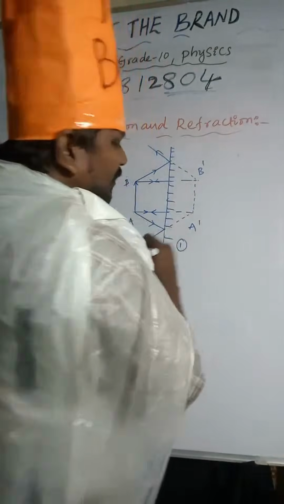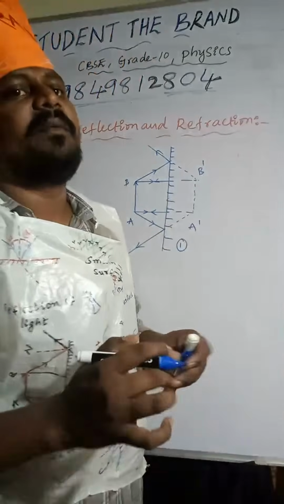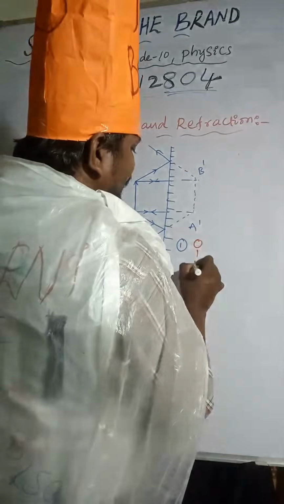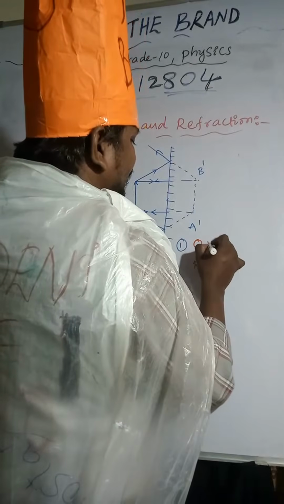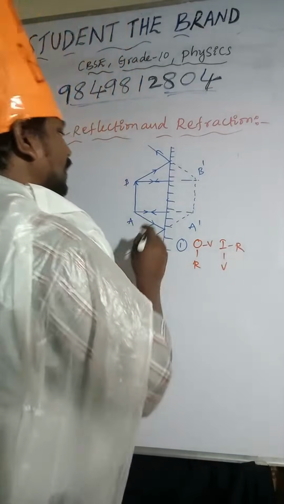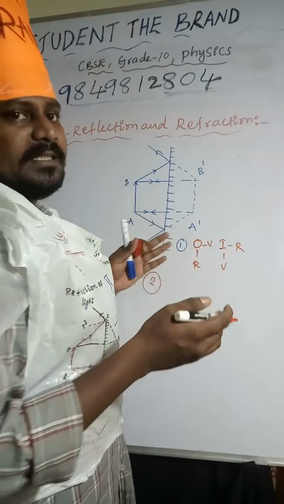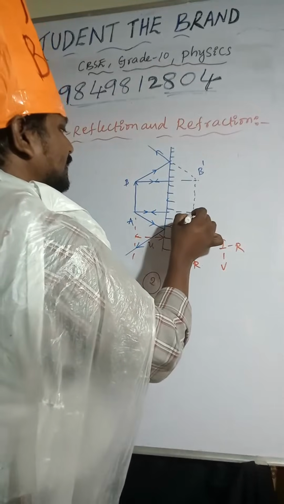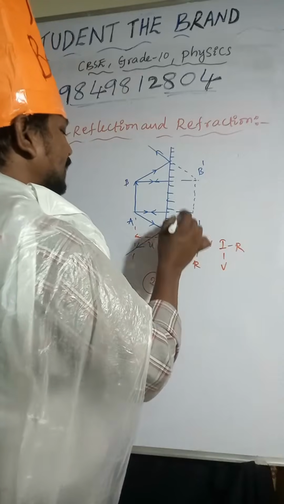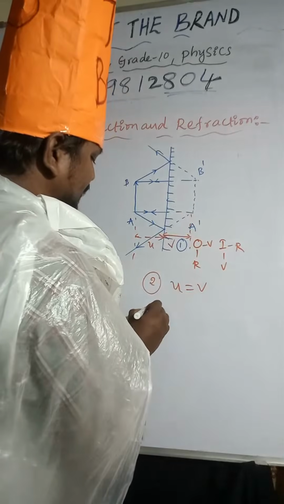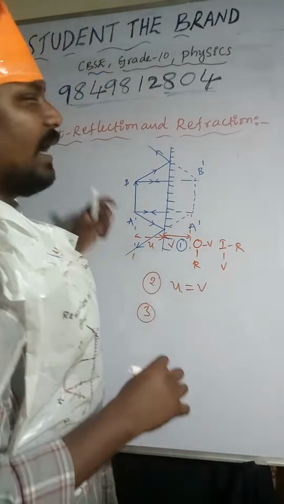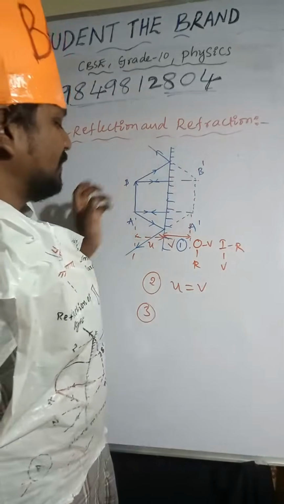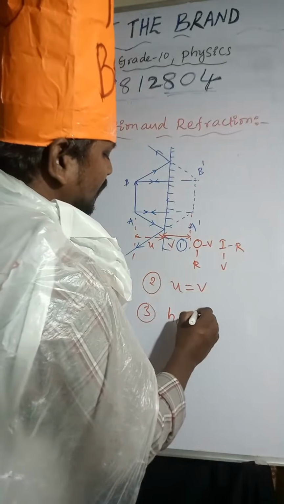So the first point is, if the object is real, the image is virtual. If the object is virtual, the image is real. Point number two, object distance. What is object distance? The distance between the object and the mirror is equal to the distance between the mirror and the image. So object distance is equal to image distance. Coming to the third one, the height of the object is equal to the height of the image.